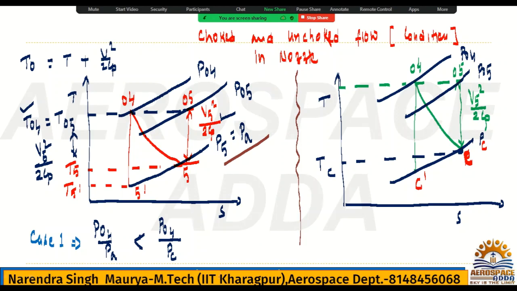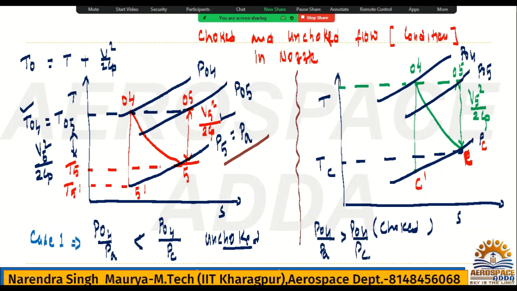Now this is case 1, which is unchoked, and this is the choked condition. So the station will be C. This was unchoked, so 5. So the P naught 4 by P5 value you will take for further calculation, and this is the case when P naught 4 by P5 is greater than P naught 4 by PC. This is the unchoked condition, and that is the choked condition of the nozzle. If it is choked, then the C quantity you have to take, meaning the critical value. If it is unchoked, then the station 5 value: whatever the pressure at station 5, the velocity, the Mach number at 5, the temperature at 5, that value you have to take.